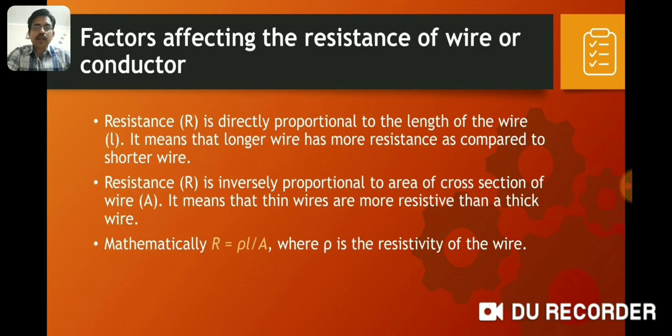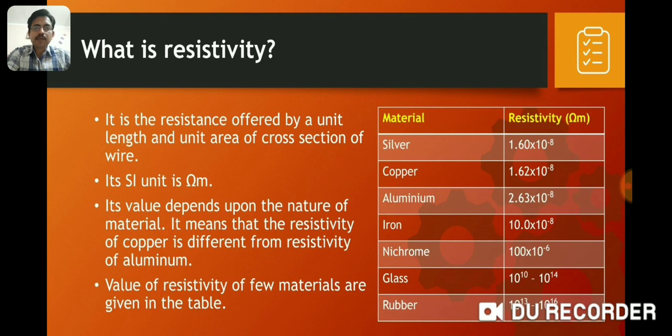Mathematically, the dependence of resistance on these factors can be stated by the expression R is equal to rho L upon A. This P-shaped symbol is pronounced as rho and it is called the resistivity of the wire. Resistivity refers to the resistance of a wire in terms of its length L and area of cross-section A. What is resistivity? It is the resistance offered by unit length and unit area of cross-section of wire. Its SI unit is ohm meter.